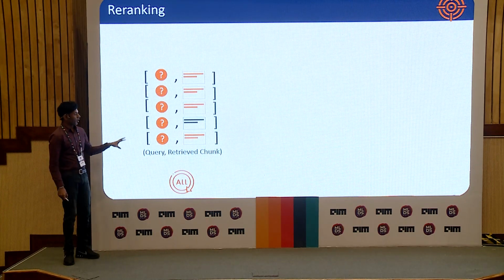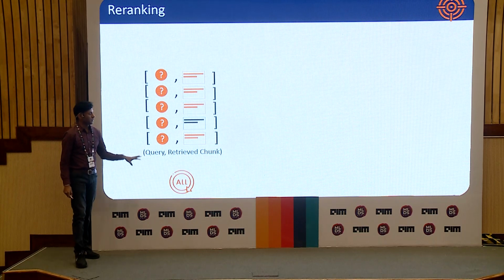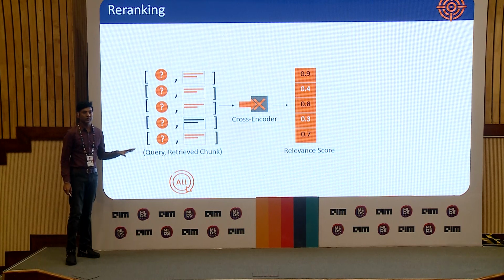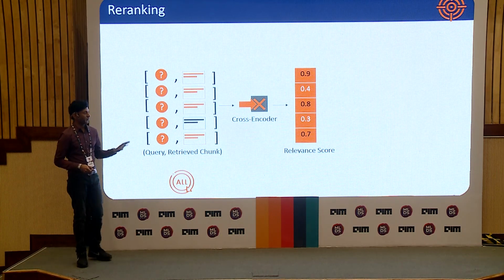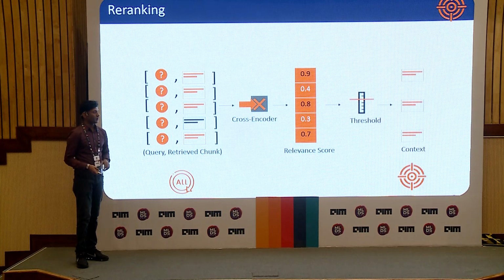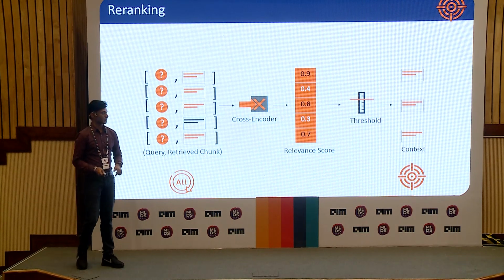Once we have identified all the relevant chunks from the vector store, the next step is that we are sending all these chunks to the cross encoder, which gives us a better relevance score for all the retrieved chunks. We use this relevance score to optimize the precision of our retrieval process.